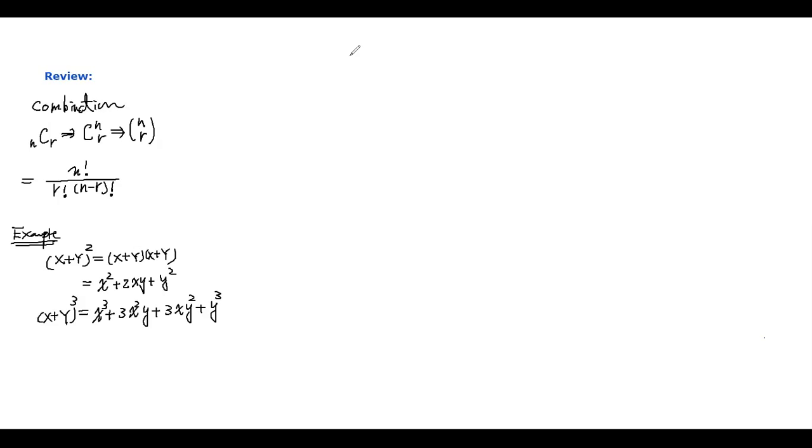Here, let me put a coefficient on x cubed. Let's say this is 1 times, and this is 1 times here. So that means if I want to expand (x plus y) cubed, this is what my expansion is.